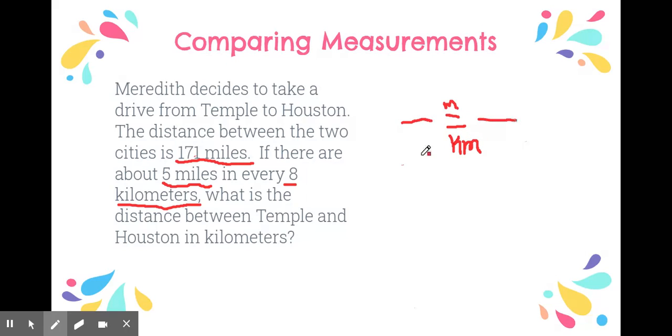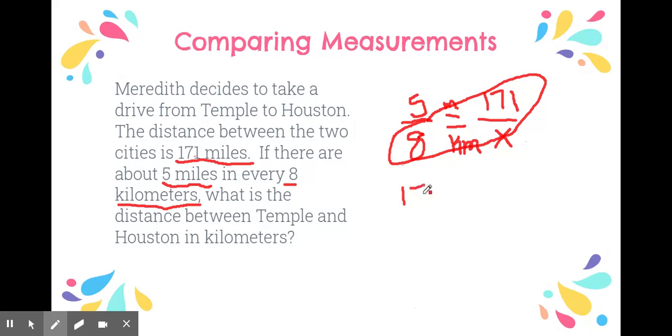I like to look for "in every," "out of," "for each," or "in." That will give me my first point. So I have 5 miles in every 8 kilometers. And the distance between the two cities is 171 miles. We're trying to find how much the distance is between those cities in kilometers. So that's where my X goes. So we're going to multiply first. 8 times 171, so 171 times 8.